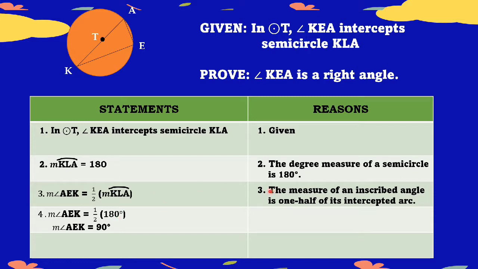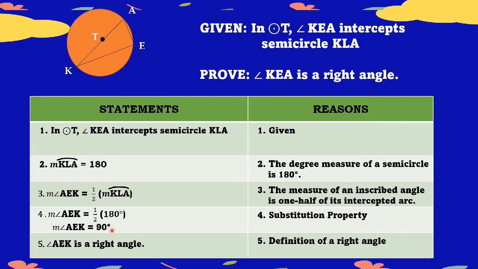As a result, the measure of angle AEK is equal to 90 degrees. We use substitution property. As a conclusion, angle AEK is a right angle. The reason for this is that we use the definition of a right angle. A right angle is an angle which measures exactly 90 degrees.